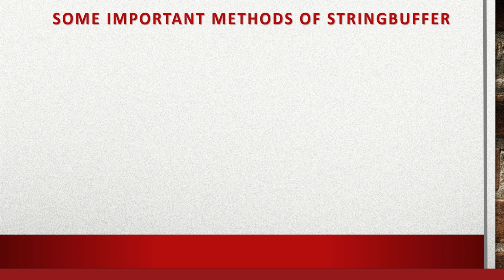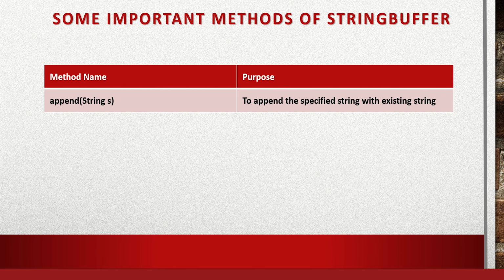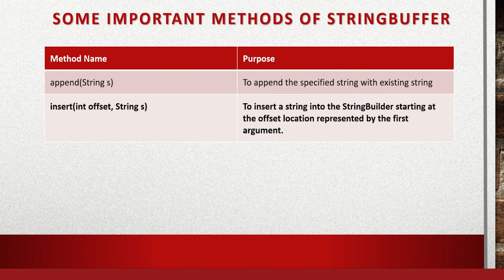Some important methods of StringBuffer. All methods perform the same as the StringBuilder class. Append method with a string argument is used to append the specified string to the existing string. Insert method with the first argument of integer type as offset and the second argument of string type is used to insert a string into the buffer starting at the offset location represented by the first argument.